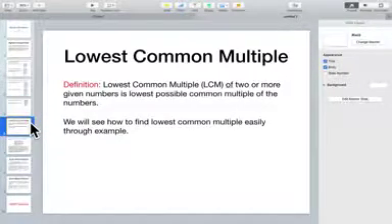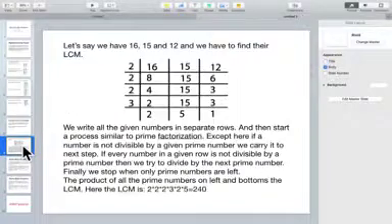Now let's move on to the next concept, that is lowest common multiple. As the name suggests, the lowest common multiple of two or more given numbers is the lowest possible common multiple of the numbers, obviously. So if we have two numbers, then the lowest common multiple will be the lowest possible common multiple of the two numbers. How do we find the LCM? We have a method to find the LCM and it is very easy. I'll show you with an example.